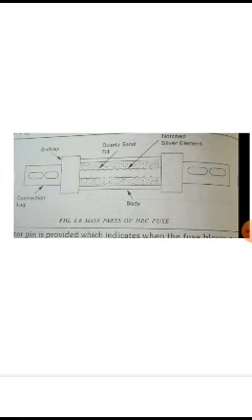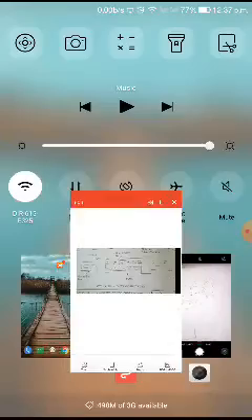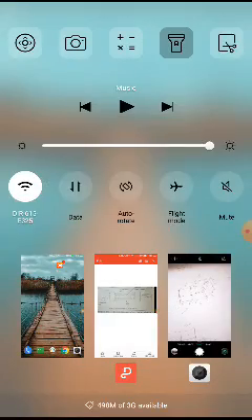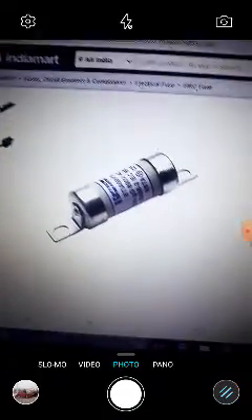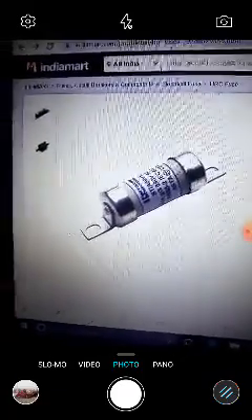Why? Because you're drawing an isometric view, but practically how does this look, we don't know. So I am showing you the main parts of an HRC fuse, but practically, how does it look? This is how your HRC fuse looks.